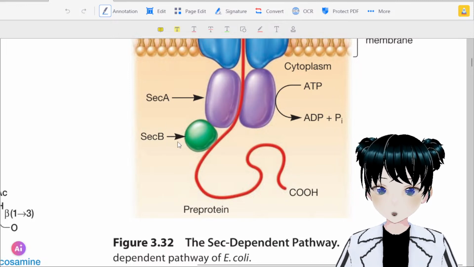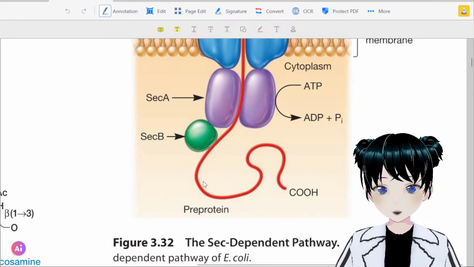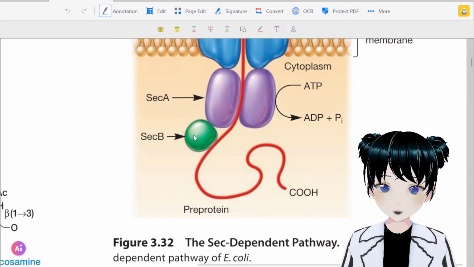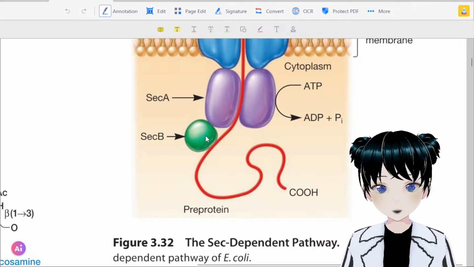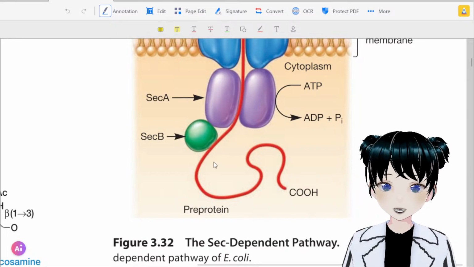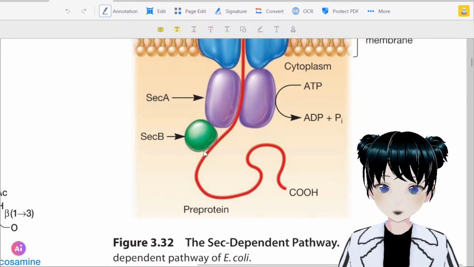So that means we first need to bind this Sec-B to the pre-protein. And how does Sec-B bind to the pre-protein? It is because of the signal, okay? Because it recognizes the signal, it attaches to the pre-protein. And because Sec-B is attached, now Sec-A comes and attaches to it.